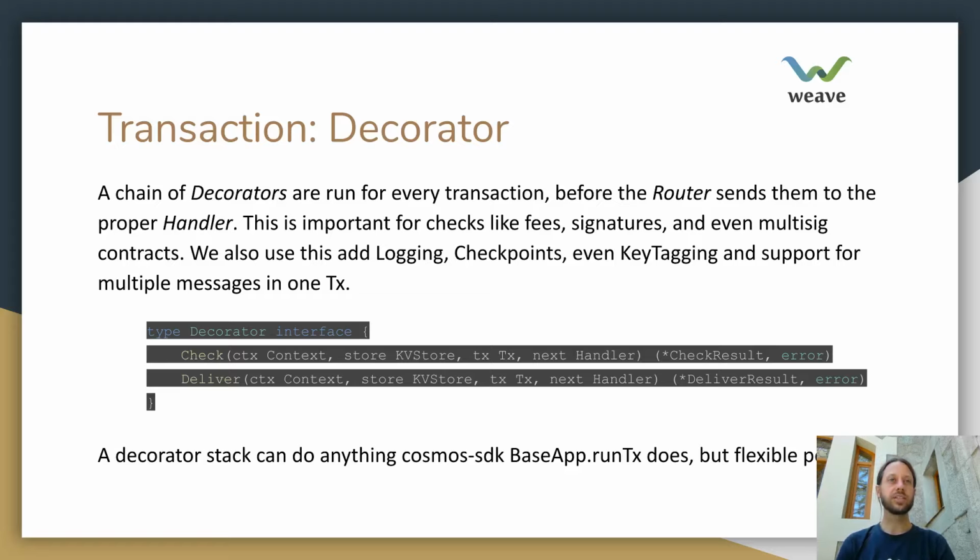You see the decorator looks like a handler, except it has one more argument in the check and deliver calls. That is the next handler. So it can process something, and a decorator may do some actions itself, but in general it will do some pre-processing, then it'll call the next handler, and then it'll do some post-processing. So that's a decorator. It wraps it.